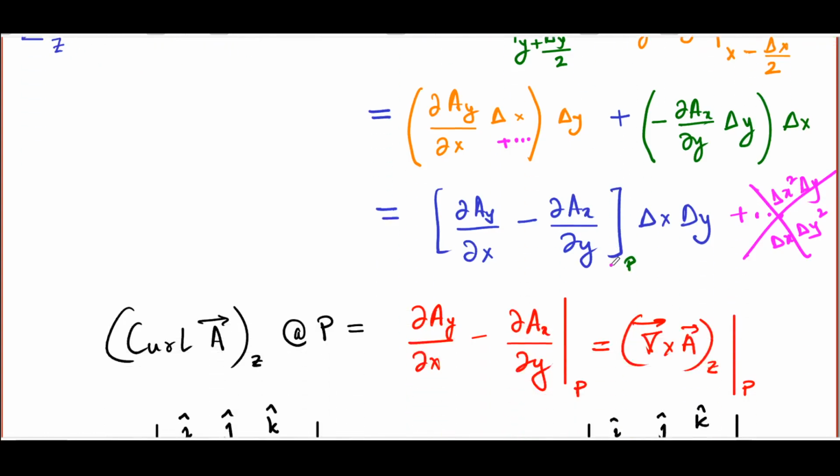And therefore curl of A, the z component at P, is simply going to be given by del Ay del x minus del Ax del y at P. And if you remember the way in which the cross product is done, this is nothing but the z component of what you would get if you did a cross product between the del operator and the A. Of course, evaluated at the point P. So this justifies for us the fact that curl of A is also written as del cross A.